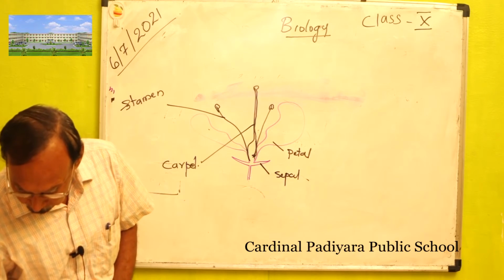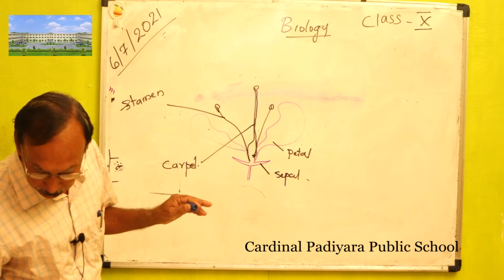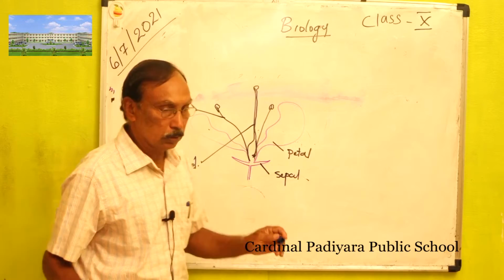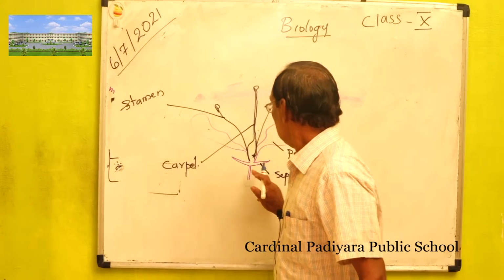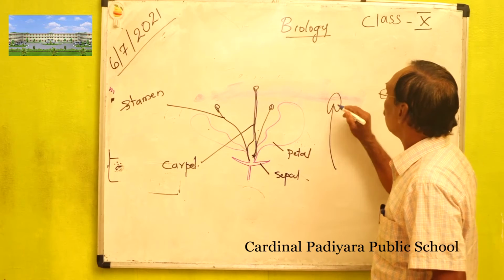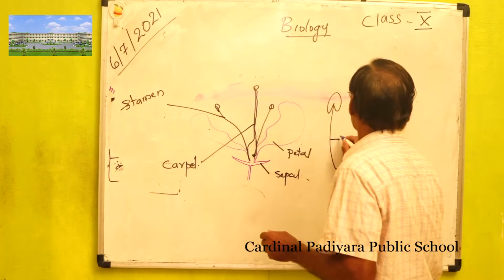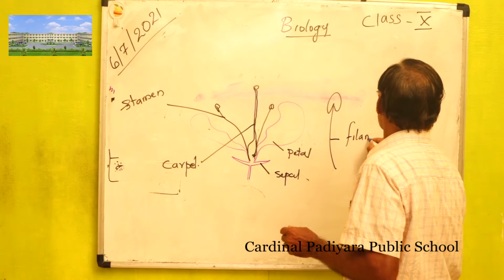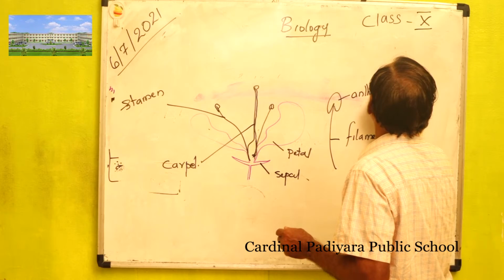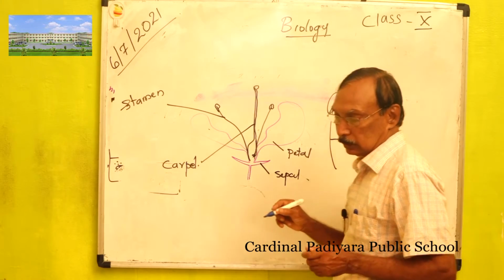If you examine the structures, one diagram is given inside the textbook, and you can see these are the main parts. The stamen has 2 important parts. This is called the filament, and this is called the anther. So a stamen has 2 parts, a filament and an anther.